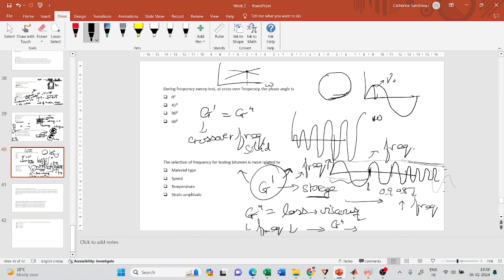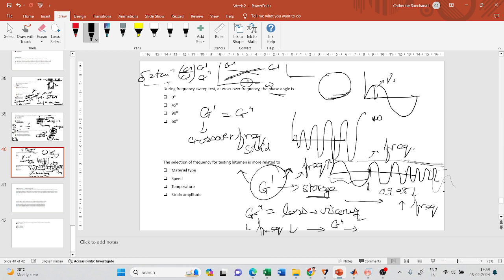This is frequency. Let us say I'm plotting both G prime and G double prime. Which is G prime here? With an increase in frequency, my G prime will increase, and with a decrease in frequency, my G double prime will increase, because a decrease in frequency contributes to the viscous component. So this point is called the crossover frequency, and you know that the phase angle is given as tan inverse of G double prime by G prime.